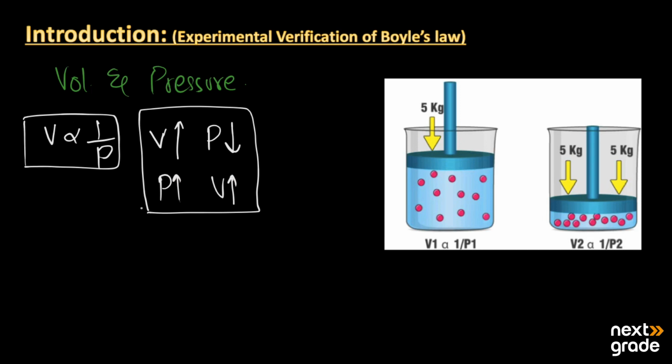From this picture, we have filled this beaker with a gas, and here its volume is larger and the pressure over it is just 5 kg. On the other hand, when we increase the pressure by another 5, a total of 10 kg, the volume of the gas decreases. So the volume of the gas decreases with the increase of pressure. This is a simple experiment that we can have a look at.